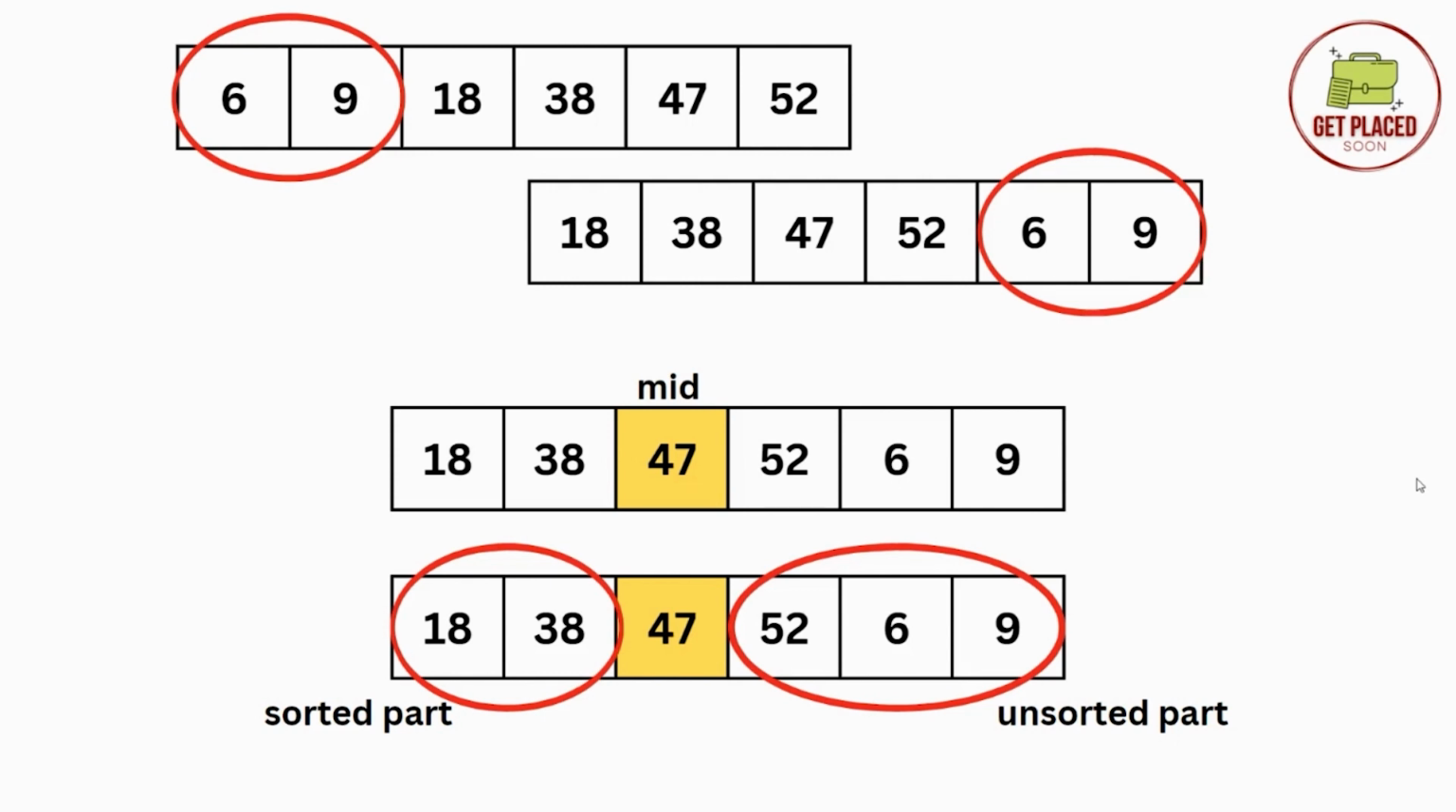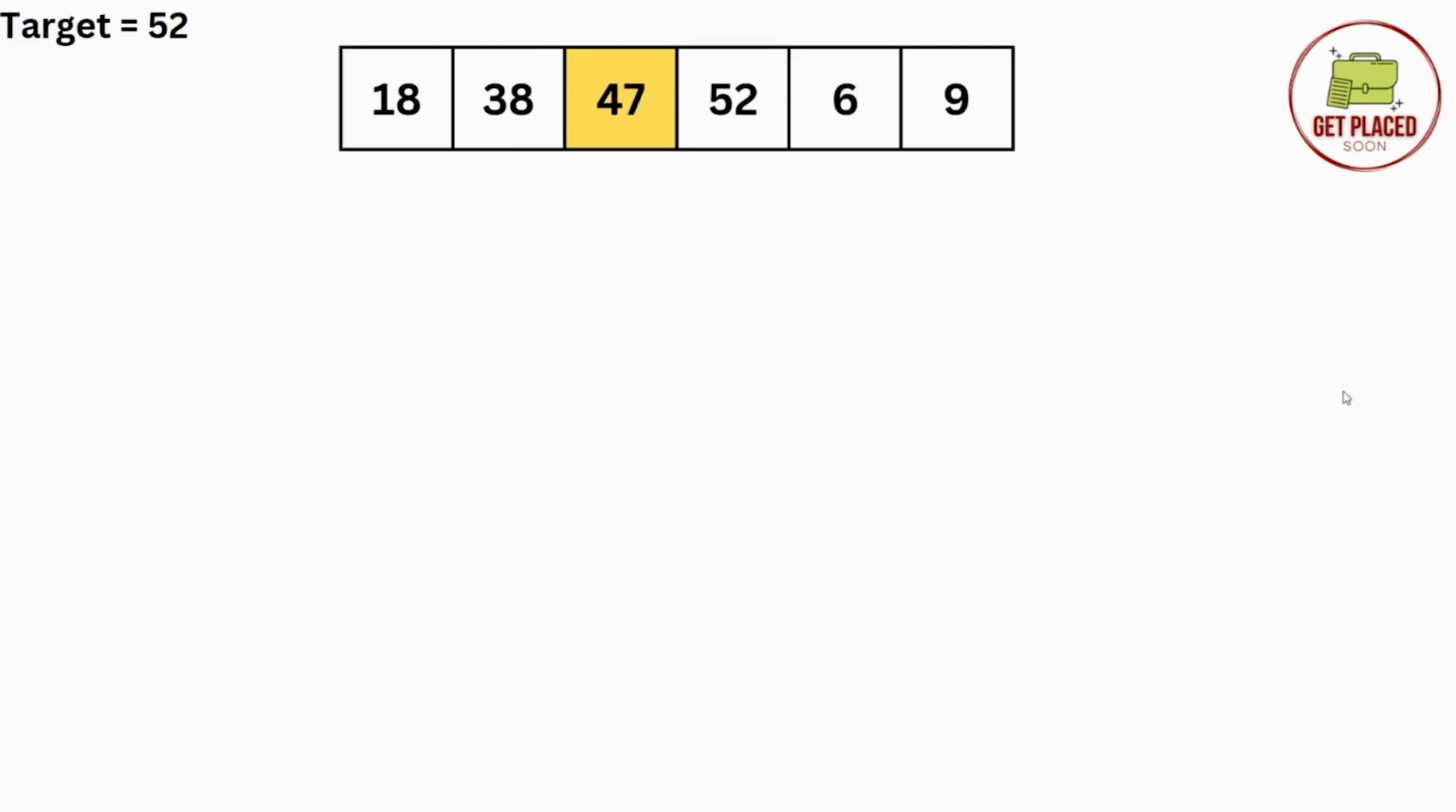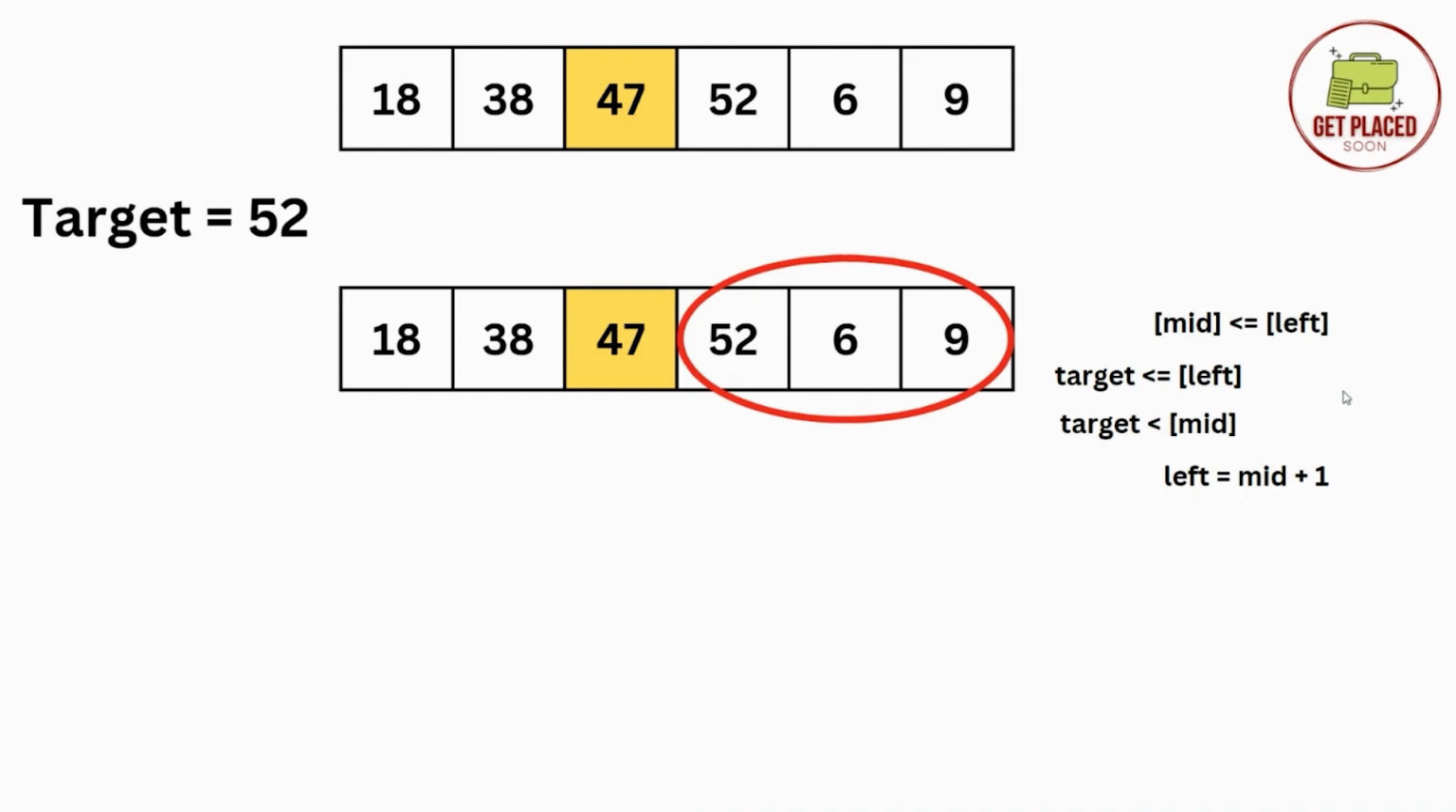How do we decide which side, either the left subarray or the right subarray, which part to choose and which part to apply binary search on? So we know the target is 52 and we know the left pointer is 18 and we also know the mid value is 47. Now let's compare. Is left less than mid? 18 is less than 47, yes. Now comparing left and target, 18 is less than 52. So the left part is sorted. So we only concentrate on the right side.